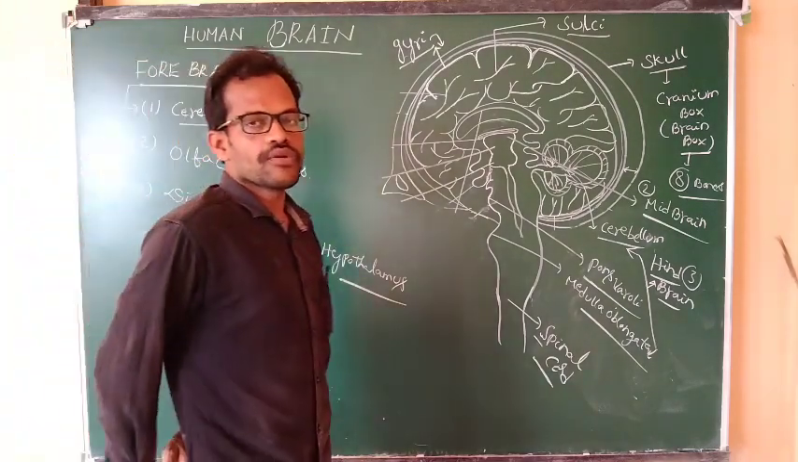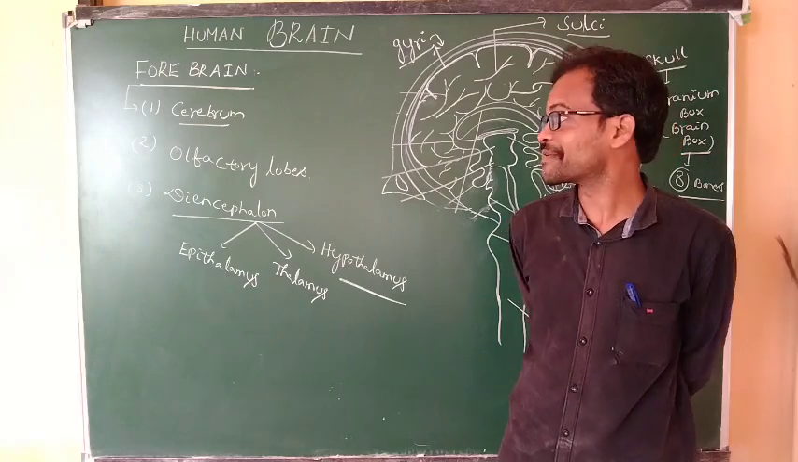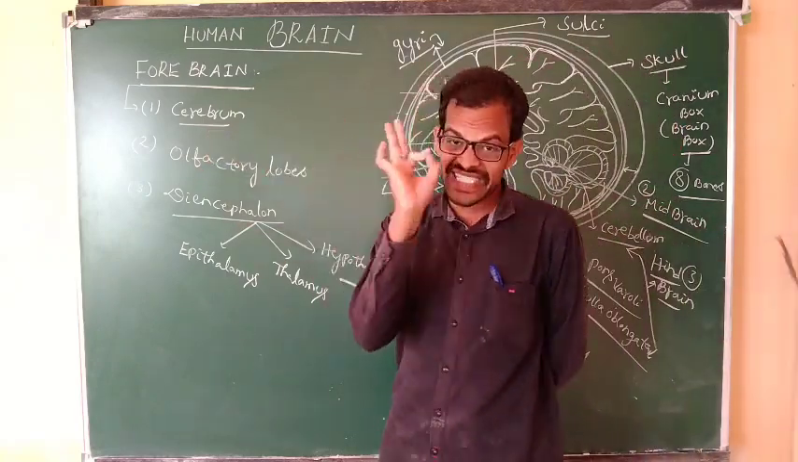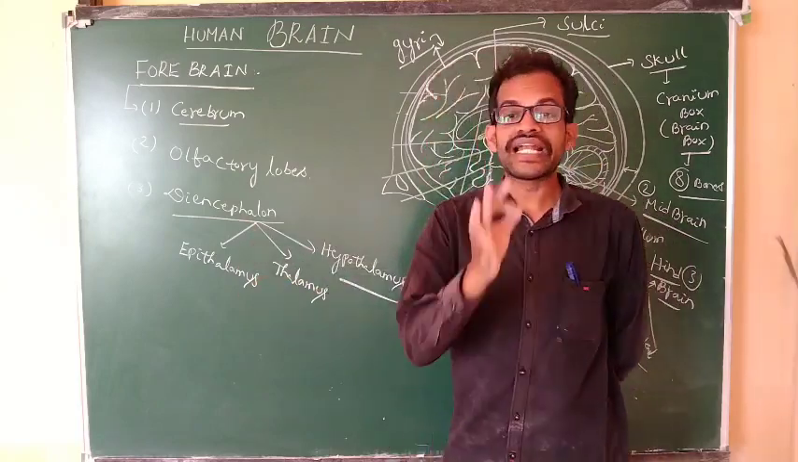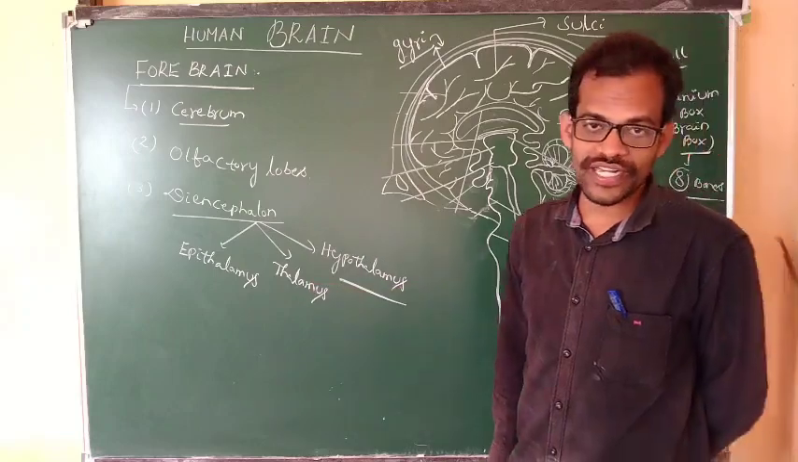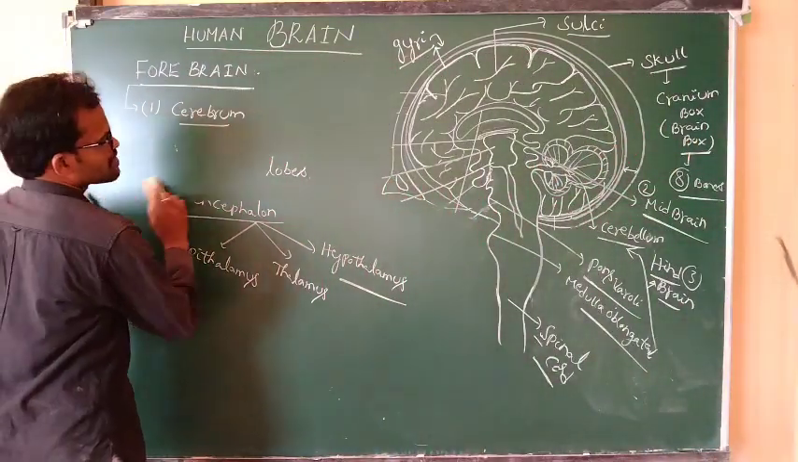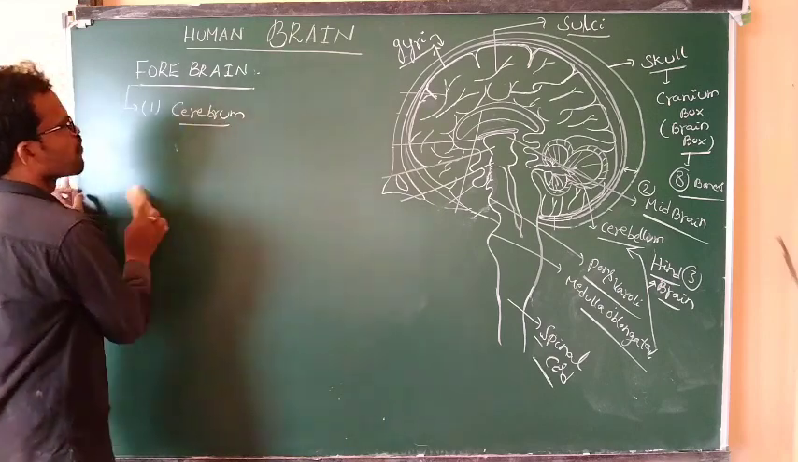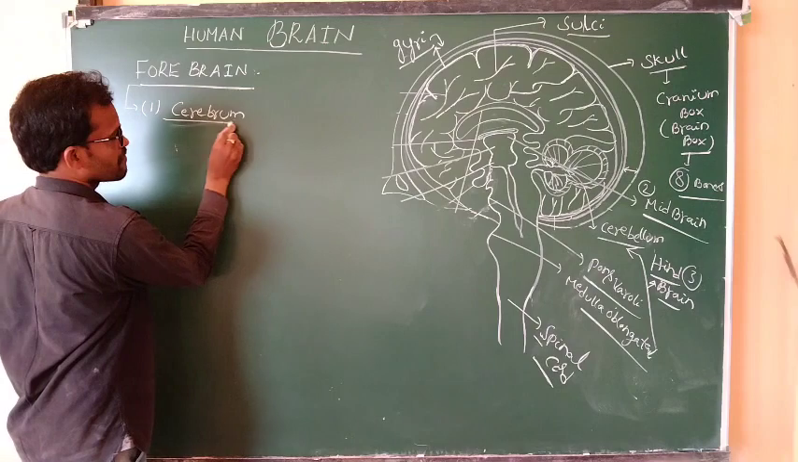Today we are going to discuss the first part of the brain, known as the forebrain. The forebrain's first part is the cerebrum. Second part, olfactory lobes. Third part, diencephalon. What is the first part of the forebrain? Cerebrum.